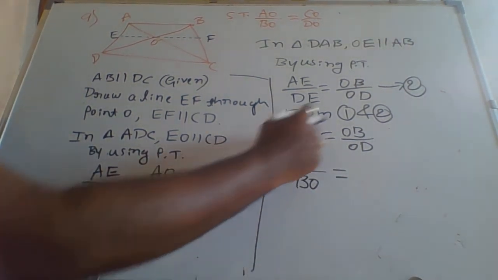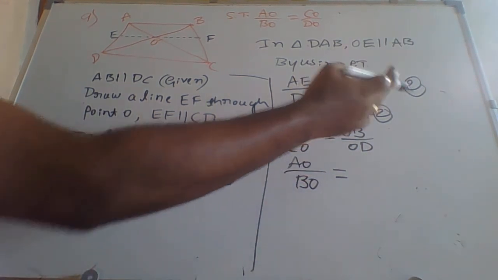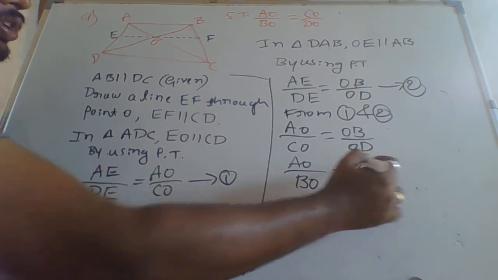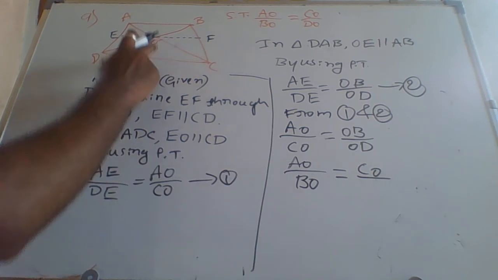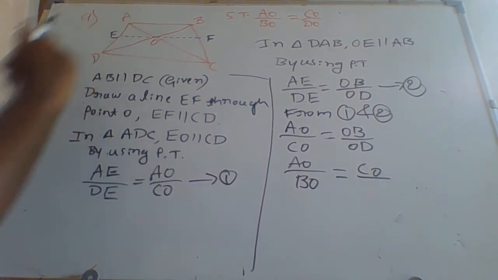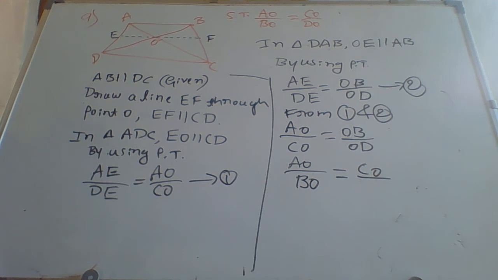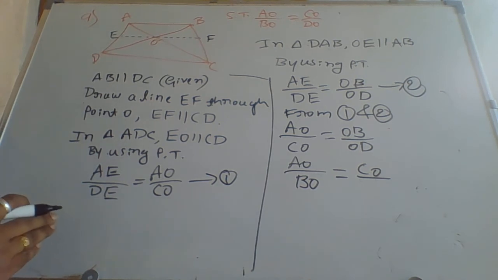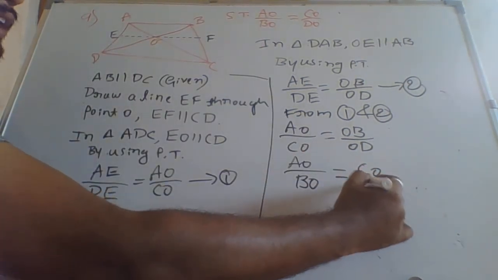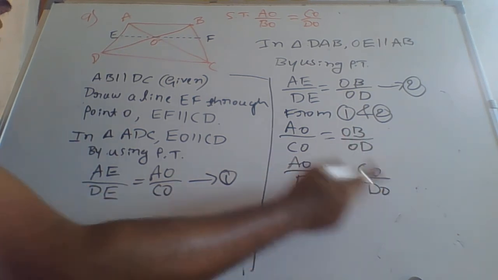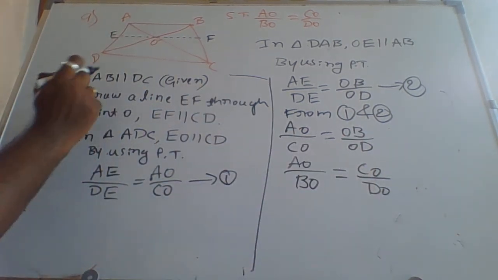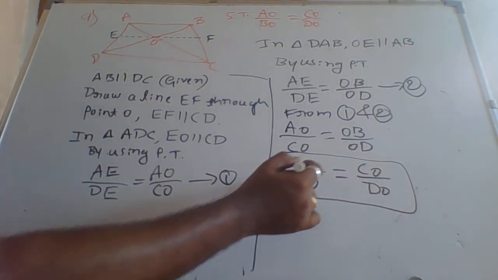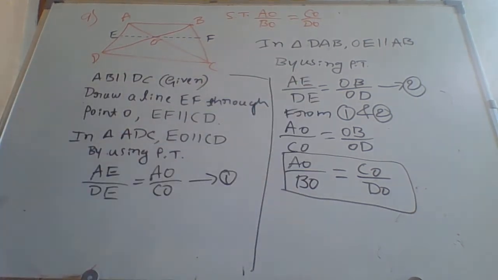I will take this CO to the other side. When you take it to the right side, it will come on the upper side. Therefore you can write here CO by OD. OD and DO both are the same. In the question, we have to show that AO by BO is equal to CO by DO. Therefore I will write DO only. OD and DO mean the same line. So we proved that AO by BO is equal to CO by DO.